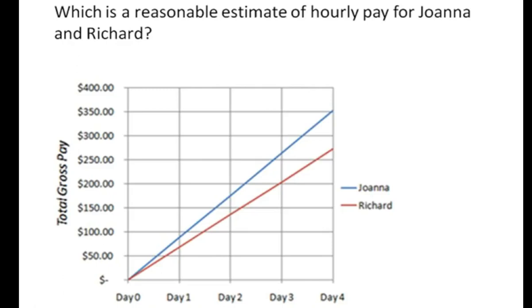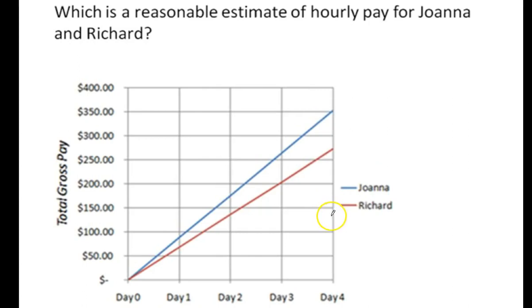Okay, we're going to start with this question, which is a little bit different than some of the others. Usually we're given words and we have to solve, and this time they gave us a graph. It wants to know which is a reasonable estimate of hourly pay for Joanna and Richard. Well, we don't know. All we know is that on day 1, they made this much money, and on day 2, they made this much money, and on day 3, they made this much money. On day 4, they made this much money.